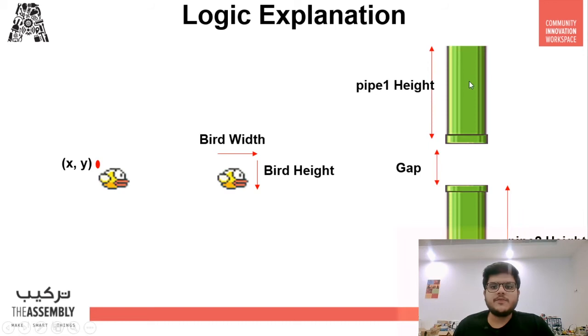And the same goes for the pipe. So this is the height of pipe 1, height of pipe 2, and this is the gap. We will come across this gap in the code as well. So this is the very basic idea you need to have about these coordinates. Once you are good with this, we are good to go.